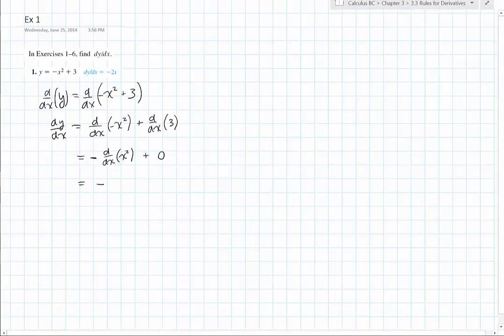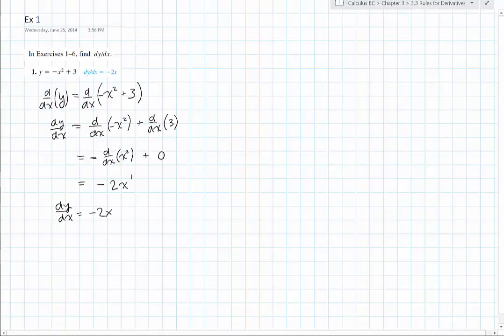So what am I left with here? Negative of what the derivative of x squared is. Well, the power rule says that you bring the power down and you reduce the power by 1. So our final answer is dy dx is equal to negative x squared.